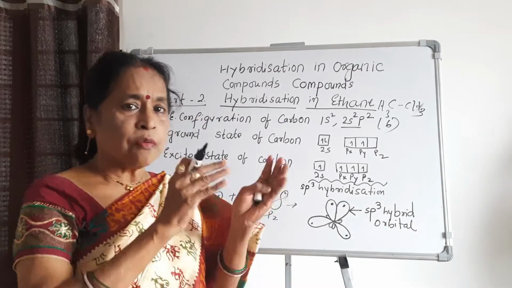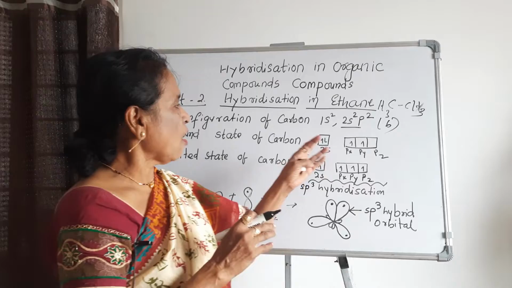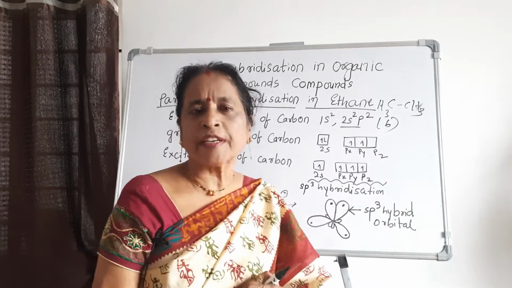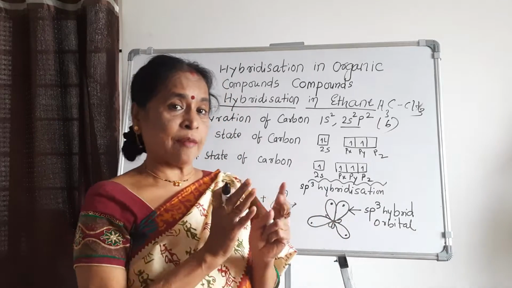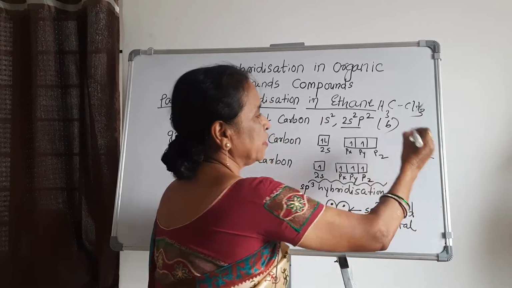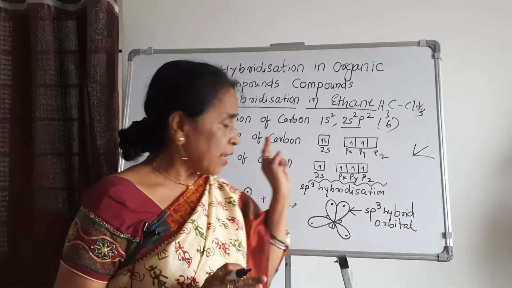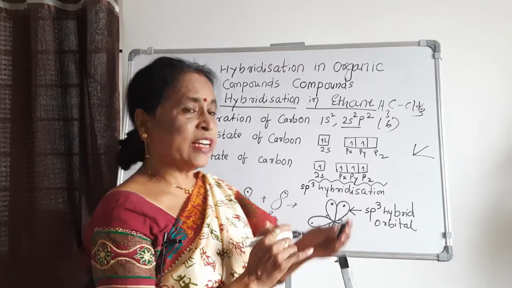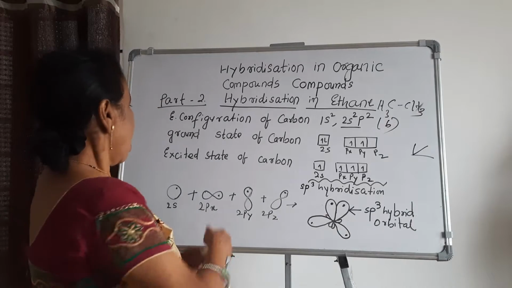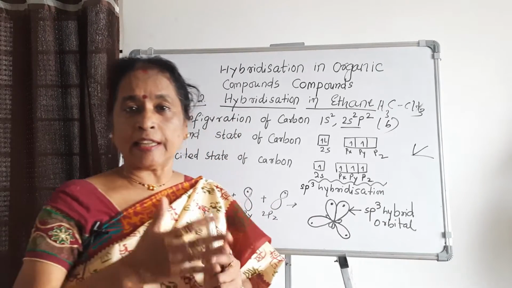When you see how the electrons are in the s and p orbitals: s is spherically symmetrical and p has three orientations, px, py, pz. In the ground state, pz is vacant. When pz is vacant, how can you form methane or ethane like this?